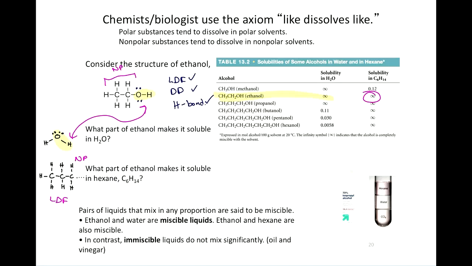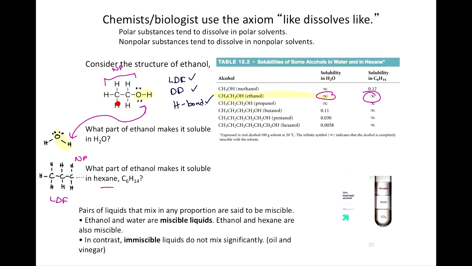So we see ethanol has this duality. The OH group interacts strongly with water, but the hydrocarbon tail on ethanol can also interact with nonpolar substances like hexane. That is what makes ethanol kind of bipolar in a sense, where it can interact with both. This is where the axiom like dissolves like breaks down a little bit, because ethanol can dissolve in both, while like dissolves like would suggest it would only dissolve in one of them. So that's kind of interesting.